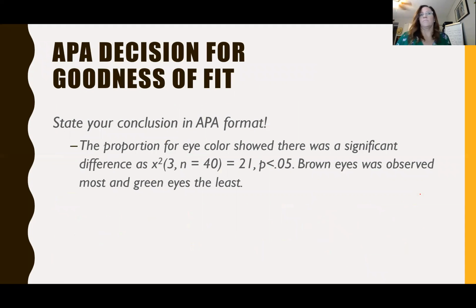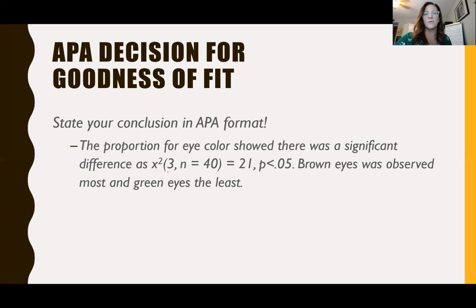So now we're done. It's that simple. The chi-square goodness of fit is very, very simple. There's no effect size because you can just look at the data. What I usually do is summarize what the pattern was. So for this, I put the proportion for eye color showed there was a significant difference. Or you could say the frequency for categories of eye color showed there was a significant difference, whichever you prefer.